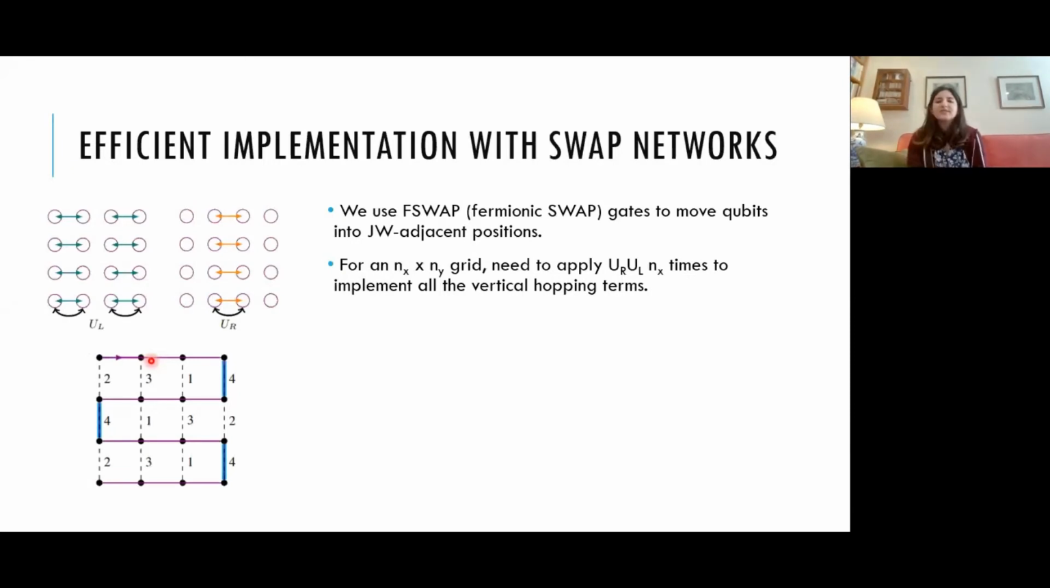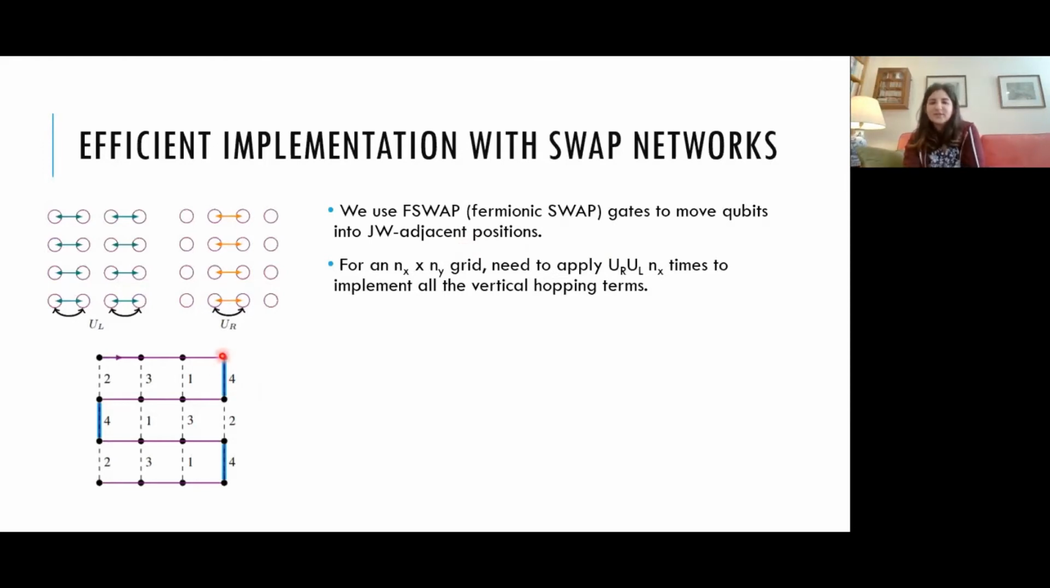So we use F-swaps, so fermionic swap gates, to move qubits into positions where they're Jordan-Wigner adjacent. So what this means is, if you look at this one, this is the snake ordering. What we want to do is move our pairs of qubits to the ends. So this is where they can interact. If you remember the ordering, it was 0, 1, 2, 3, 4. These things are Jordan-Wigner adjacent because their numberings are right next to each other.